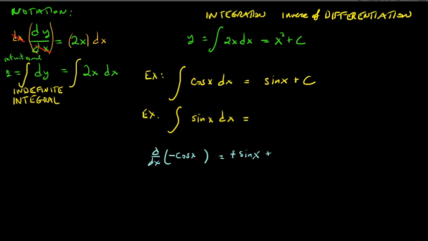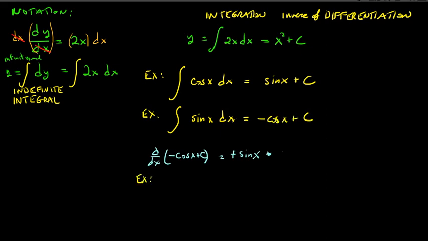Oh, no c here, right? It's the derivative of negative cosine is sine. Right, the derivative of negative cosine plus a c will give you sine of x. So in other words, the integral of sine x is negative cosine x, right, plus c.